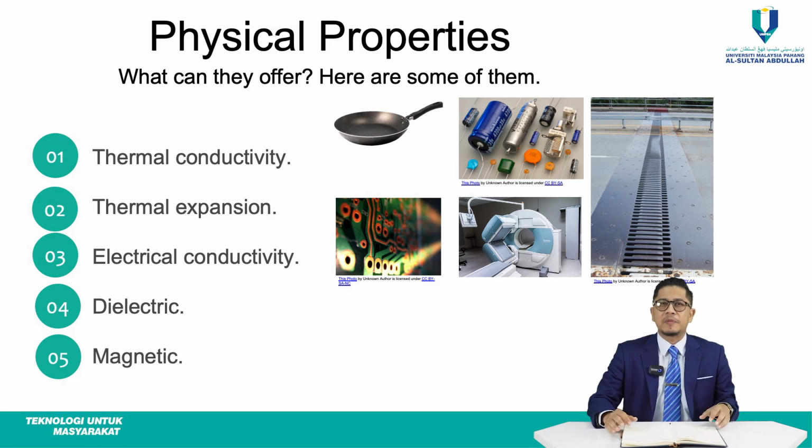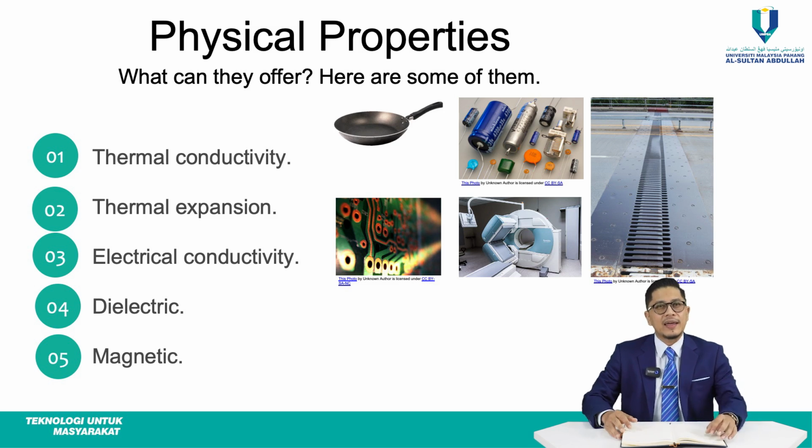Another important physical property is electrical conductivity. This property describes how well a material conducts electricity. Materials with high electrical conductivity such as copper and aluminum are used in electrical wiring and circuitry. Materials with low electrical conductivity like rubber and glass are used as insulators.